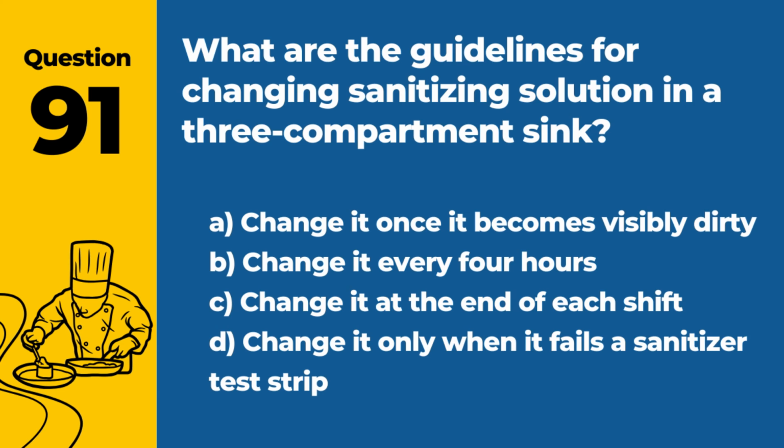Question 91. What are the guidelines for changing sanitizing solution in a 3-compartment sink? A. Change it once it becomes visibly dirty. B. Change it every 4 hours. C. Change it at the end of each shift. D. Change it only when it fails a sanitizer test strip. Answer. A. Change it once it becomes visibly dirty. The sanitizing solution in a 3-compartment sink should be changed once it becomes visibly dirty to ensure its effectiveness.